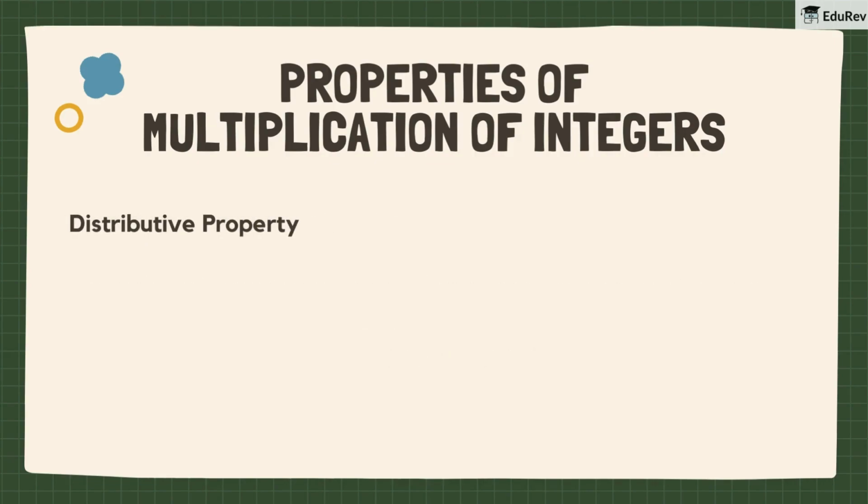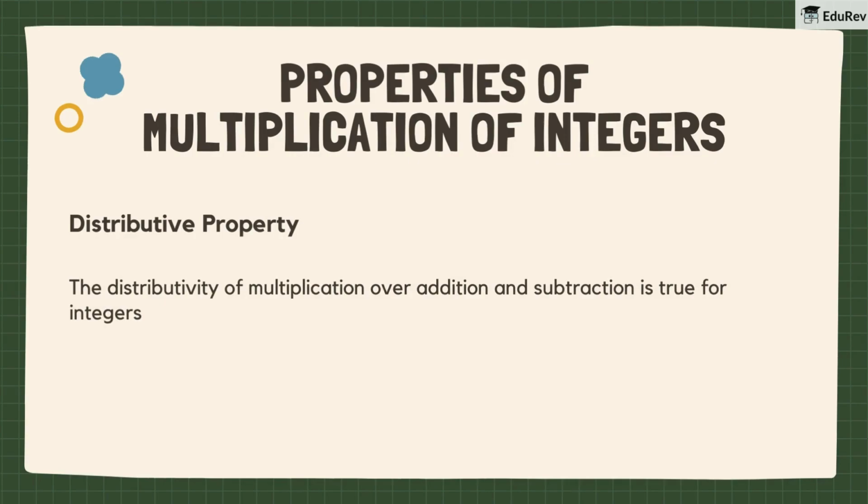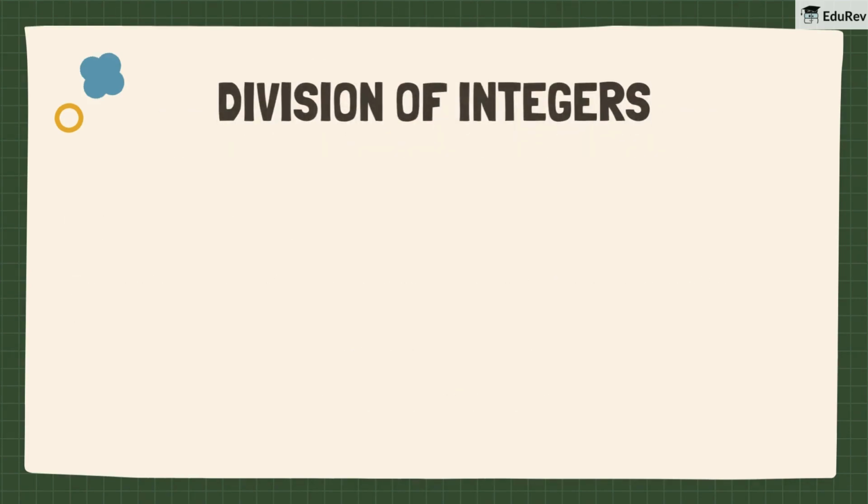Distributive property. When multiplication meets addition or subtraction, it likes to spread itself out, making sure every integer gets a turn. This is called the distributive property, and it's like sharing your snacks evenly with your friends. Everyone gets an equal part, making it fair and square. Now, let's move on to division of integers.